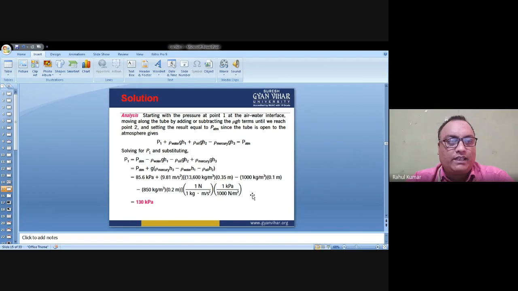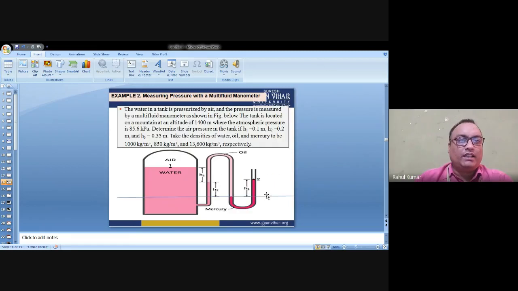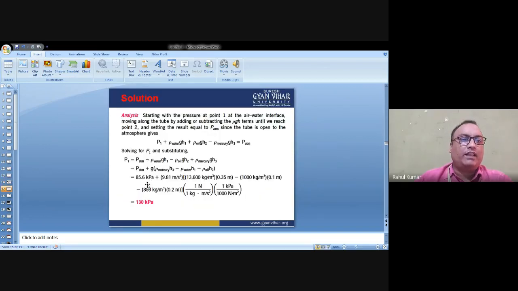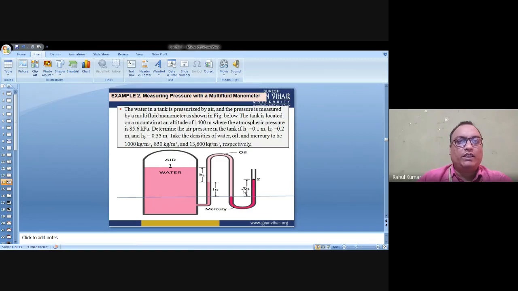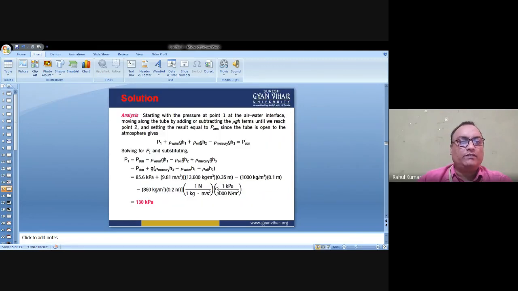For this case, put all the values in this formula. P atmosphere is 85.6 kilopascal. Then 9.81 times (13,600 times 0.35 minus 1000 times 0.1, and for the oil, 850 times 0.2). This 0.2 is H2, right?